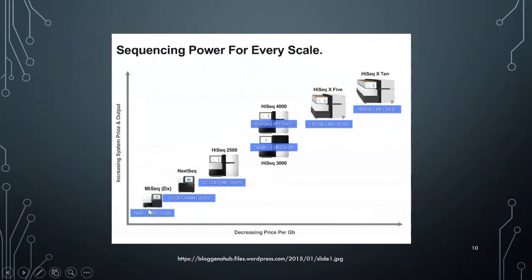And in this case, it's showing just the increase in output and the decrease in price. Since sequencing is getting cheaper and cheaper every year and the sequencers are getting higher and higher throughput, it just becomes more of a necessity to be able to control these processes.